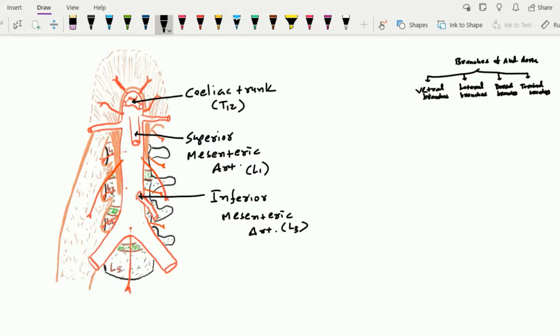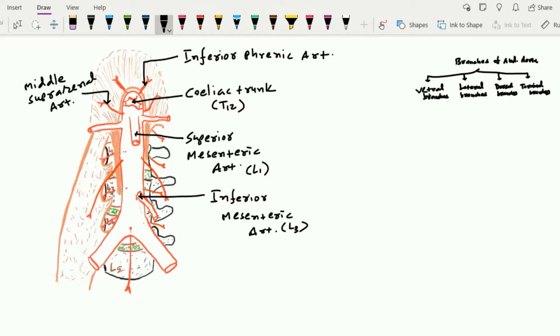When we see the lateral branches of the abdominal aorta, these all are paired arteries, and the first artery of the lateral branch is the inferior phrenic artery, which is going to supply the inferior aspect of the diaphragm. The second lateral branch is the middle suprarenal artery, and this artery is going to supply the suprarenal gland. The upper suprarenal artery is a branch of the inferior phrenic artery, and the lower suprarenal artery is a branch of the renal artery.